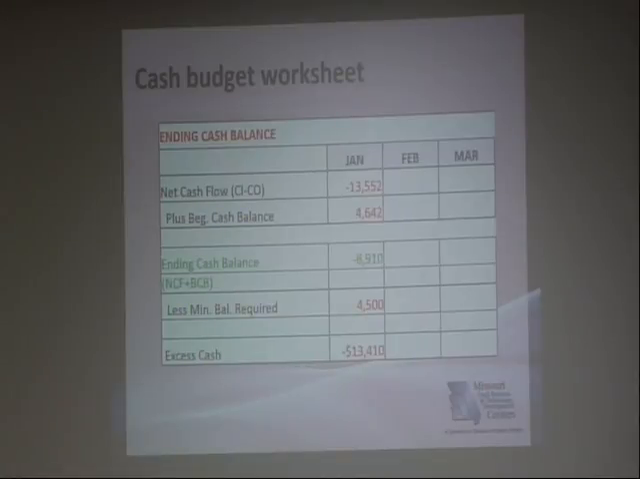Let me pass out the finished cash budget that we're really working on. And you'll be able to see that. So what I'm showing you now is this number. That net cash flow.